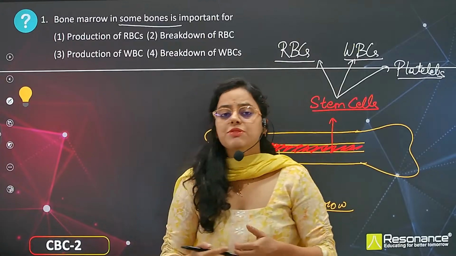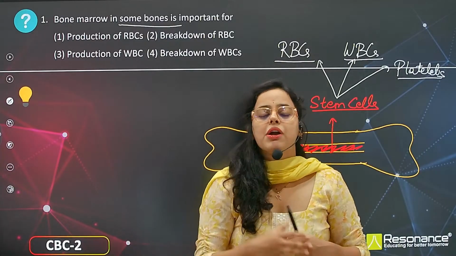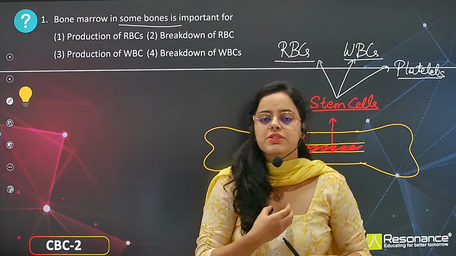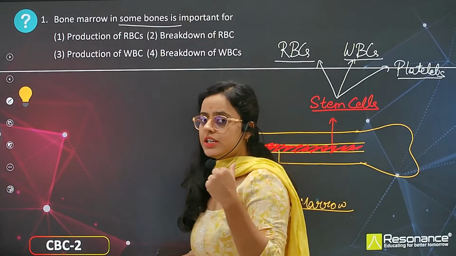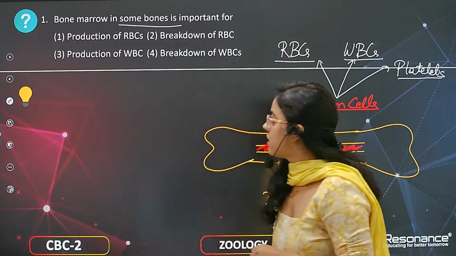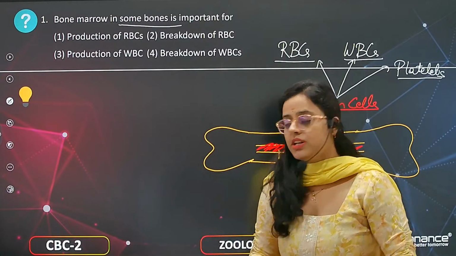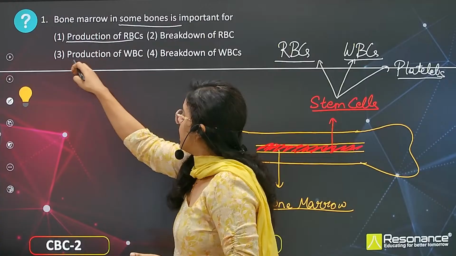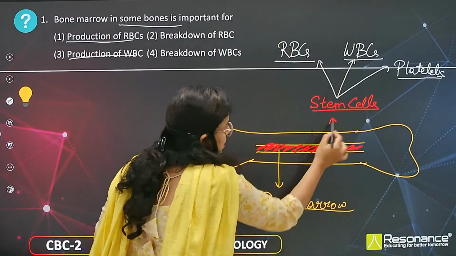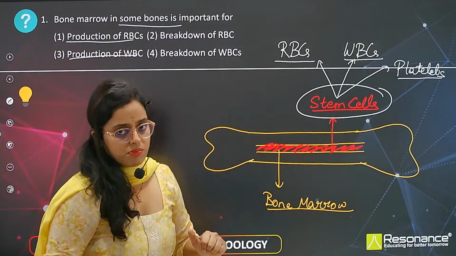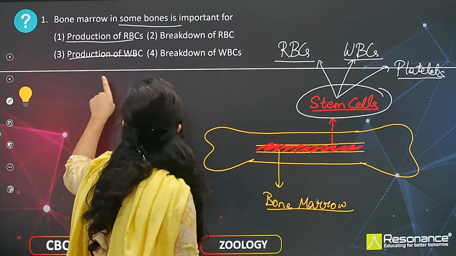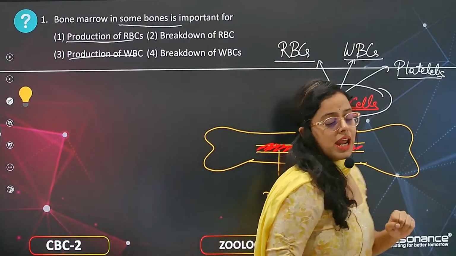Okay, these bones are present at the center part of our body. If you see, sternum is present over here and the ribs are attached, and vertebral column is present at the dorsal side. So the production of RBCs and production of WBCs both take place in bone marrow, and they originate from the stem cells that are present in the bone marrow. So here the answer is going to be A, that is 1 and 3.